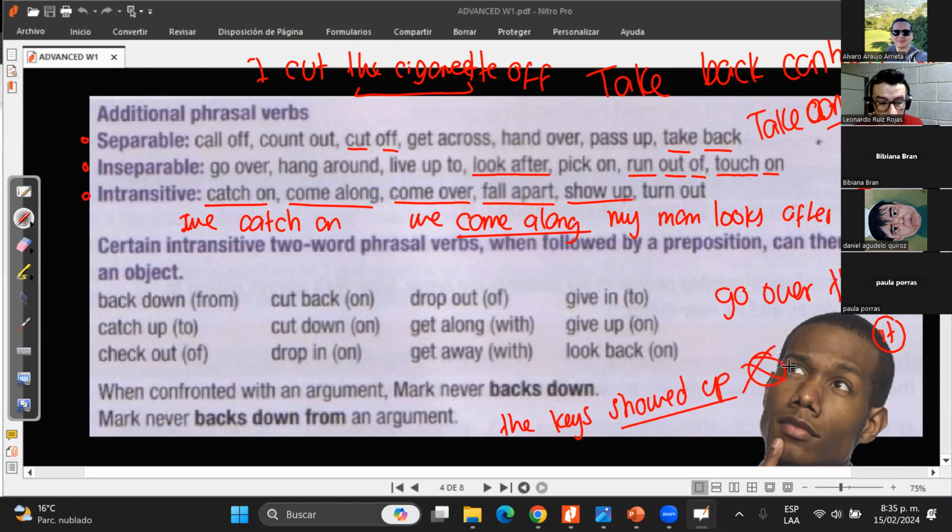Pero no hay ningún objeto que tenga después, ¿sí? We come along, sin objeto después. We catch on, sin objeto después. ¿Listo? So that's it. Bueno, muy bien, very good.